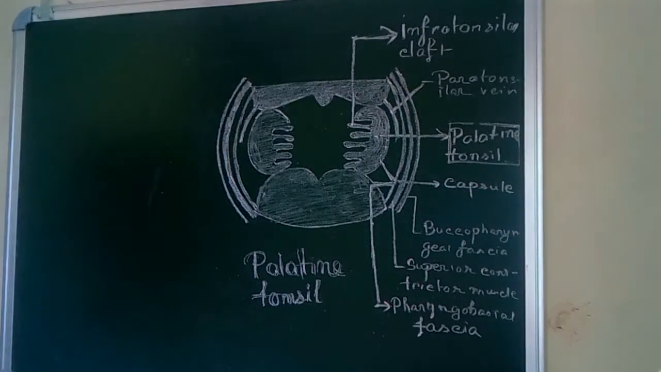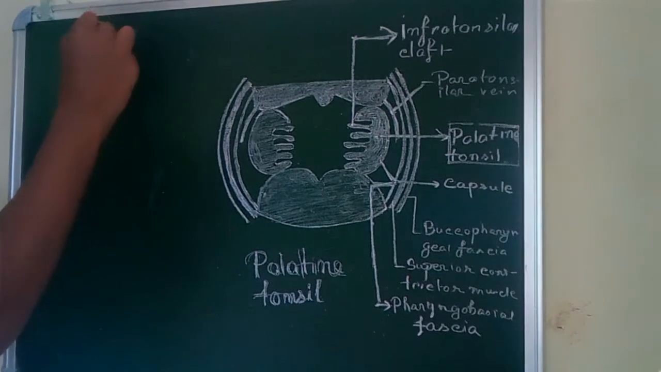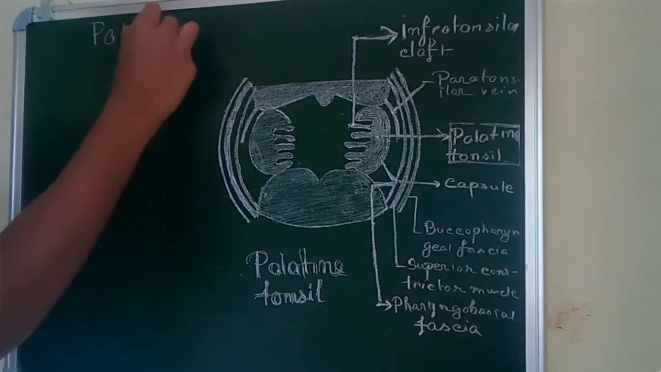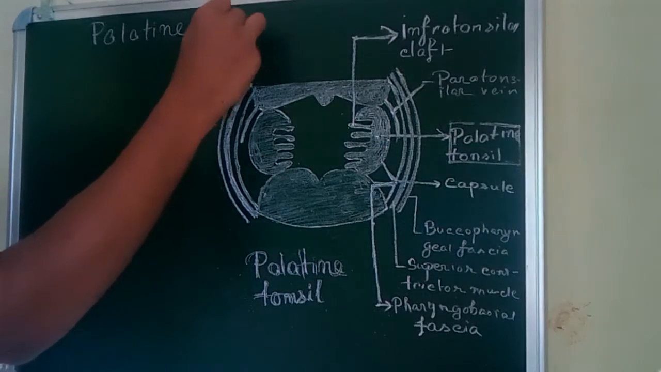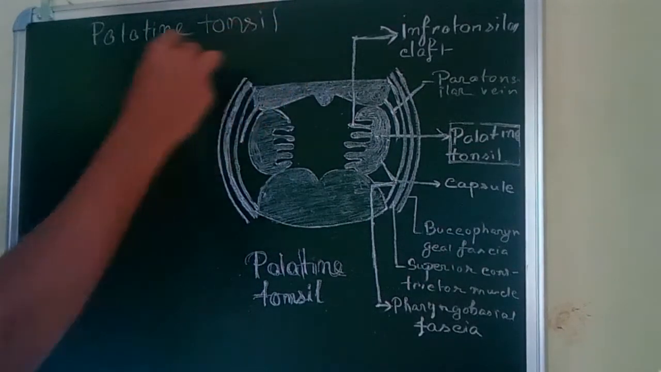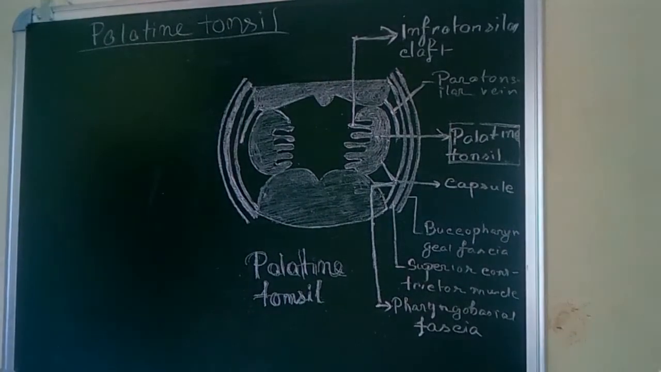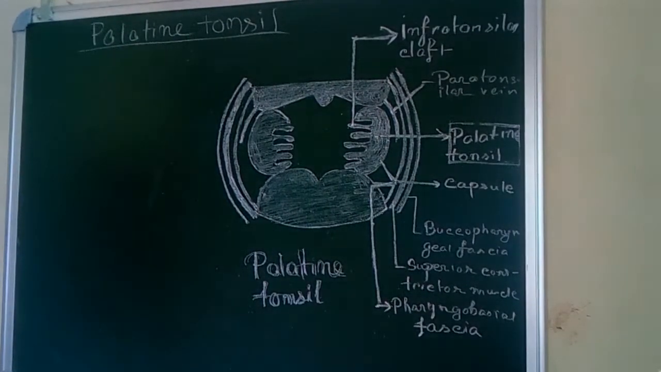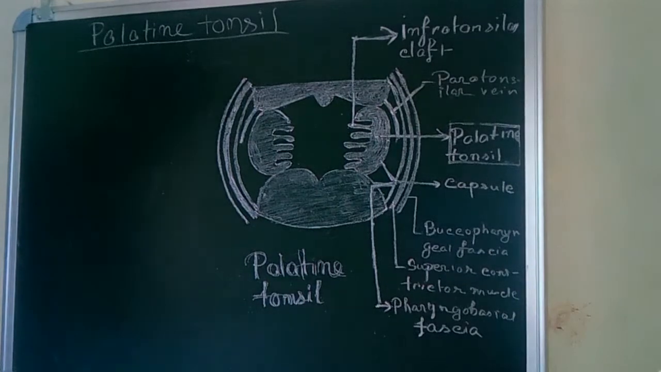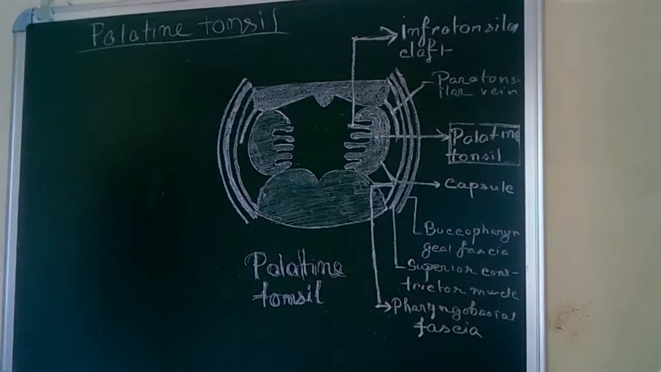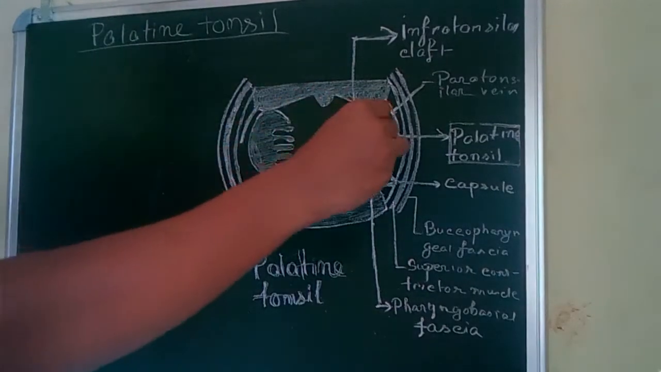So today in this video I will discuss the palatine tonsil. At first I'll tell you what the palatine tonsils are, then the different features of the palatine tonsils, then the arterial supply of the palatine tonsil, then the venous drainage, lymphatic drainage and nerve supply, and also the clinical and applied anatomy of the palatine tonsil. So at first, let's start. This is the palatine tonsil.